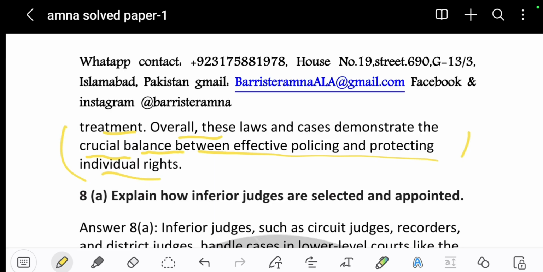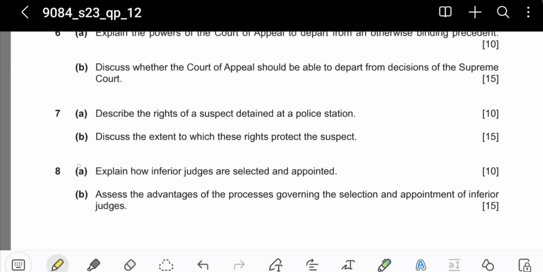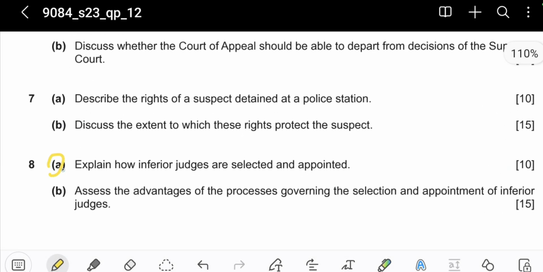So basically in the last conclusion, I have combined all my answer and gave a proper answer to what was asked in the question. So I think that's it for this question. Now I'm going to the other question, that is question 8. Eighth question opened. 8th question A: Explain how inferior judges are selected and appointed. So this is for 10 marks and we're going to start it now.